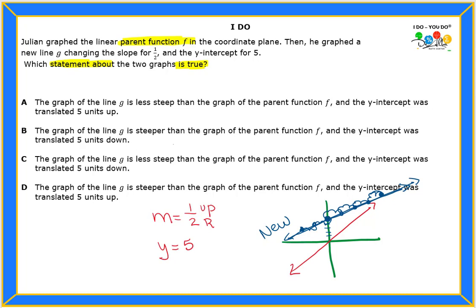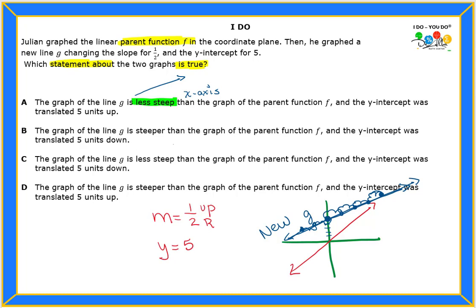So let's look at the answer choices. It says letter A, the graph of the line g, and let's go ahead and write down g. This is my graph g, right? It's less steep than the graph of the parent function. Now, what does it mean by less steep? Less steep means that my new line is going to be closer to the x-axis. Not closer to the y, but being less steep, it means that it's going to get closer to the x-axis, right?